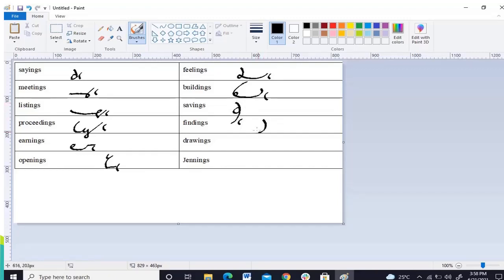Findings, we have "find", then "ings". Next, we have drawings: "draw", and then "ings". So we have "draw", and then "ings".